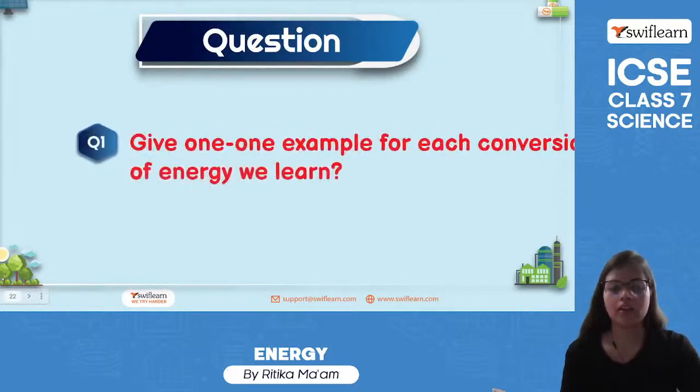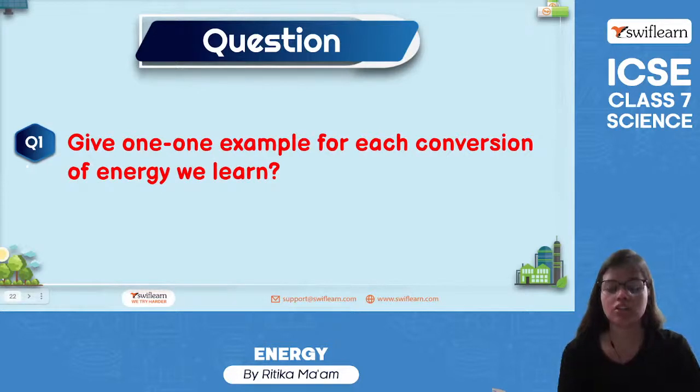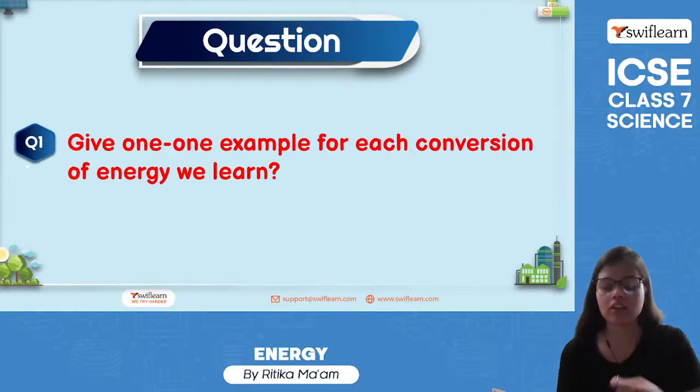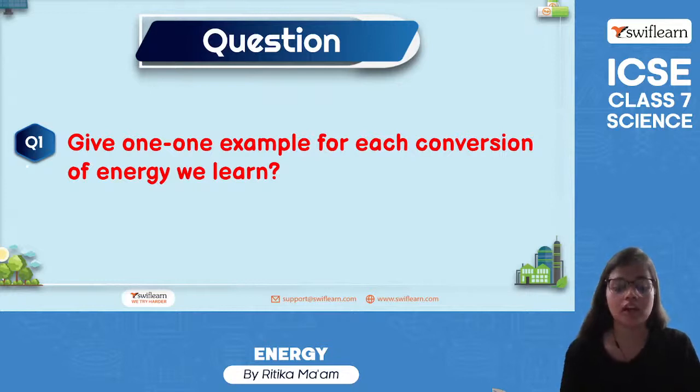Okay, now let us see the conversions that we just saw, with one example of each conversion of energy that we learned. We learned about various types of conversions. Let's take mechanical to heat. In drilling a wooden block, we are changing the mechanical energy to heat energy. That is why we are able to see the smoke. Next is if we strike stones together.